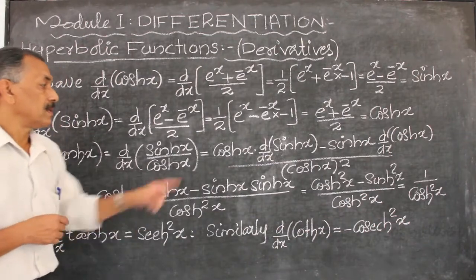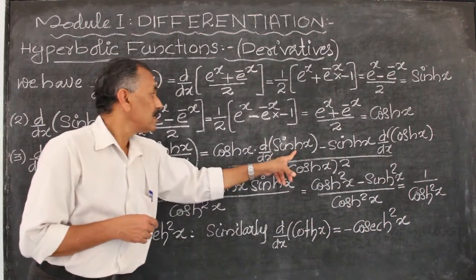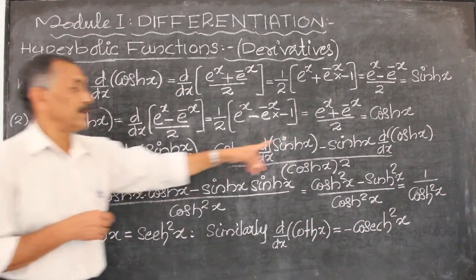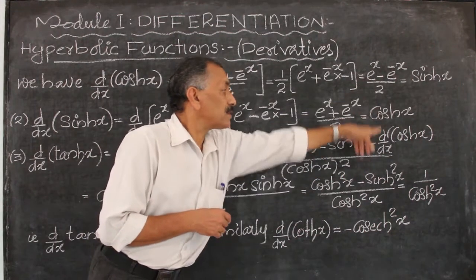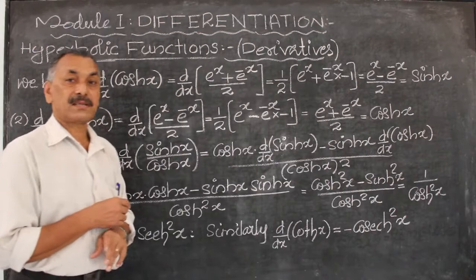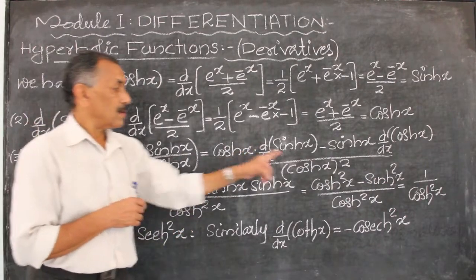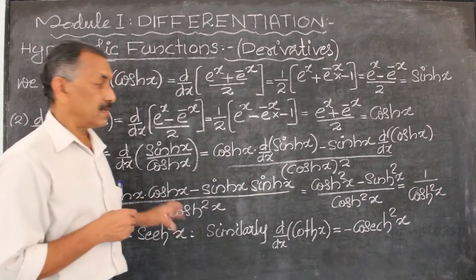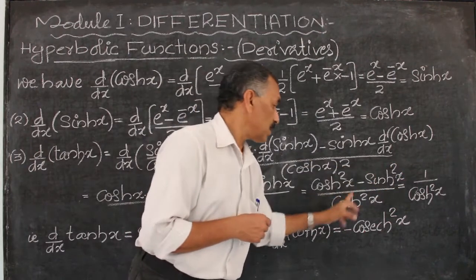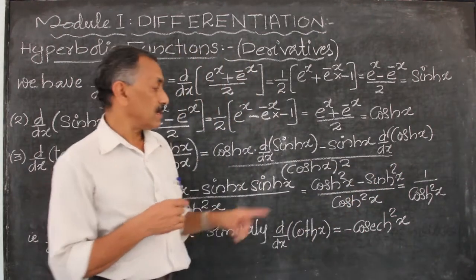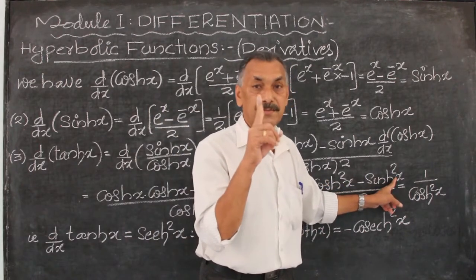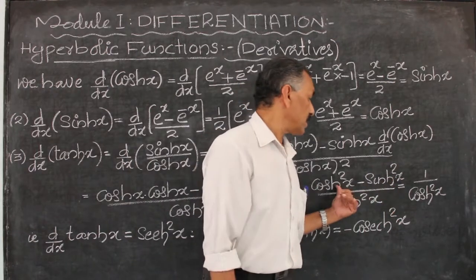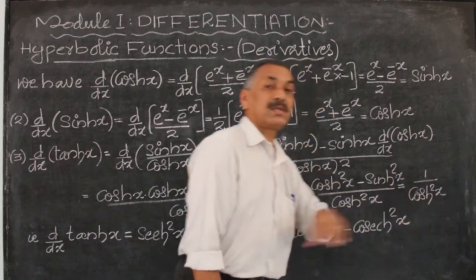That is, cosh x into, what is the derivative of sinh x? The derivative of sinh x is equal to cosh x. Then cosh x into cosh x minus sinh x into the derivative of cosh x, which is sinh x, so sinh x into sinh x, divided by cosh squared x. This is equal to cosh squared x minus sinh squared x divided by cosh squared x. What is cosh squared x minus sinh squared x? It is equal to 1.